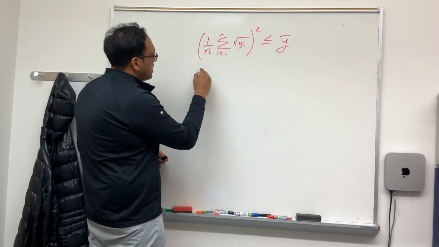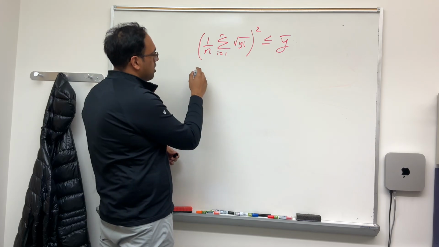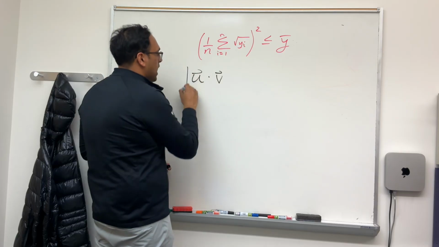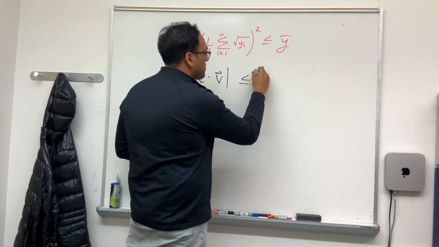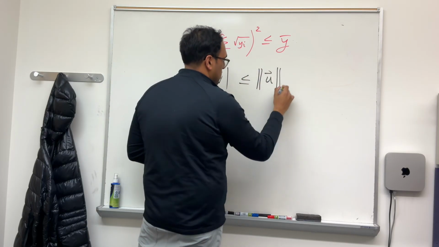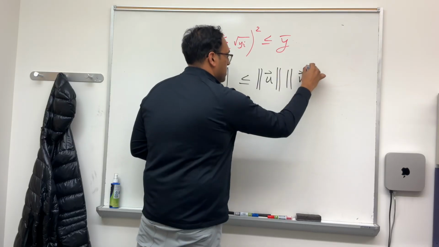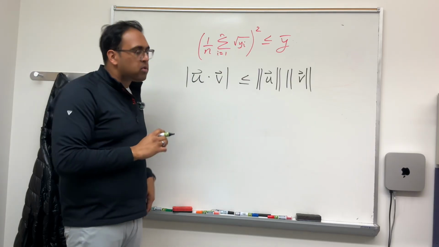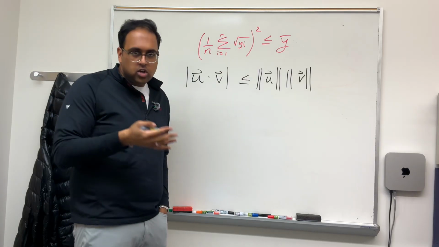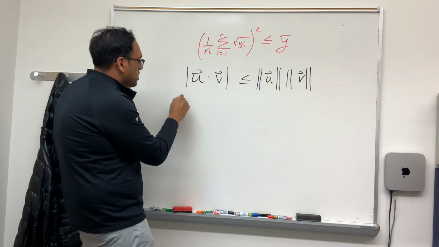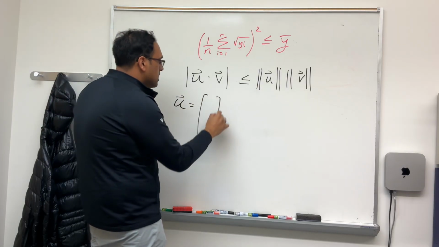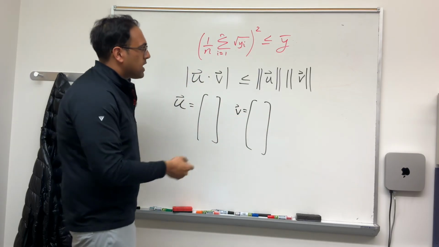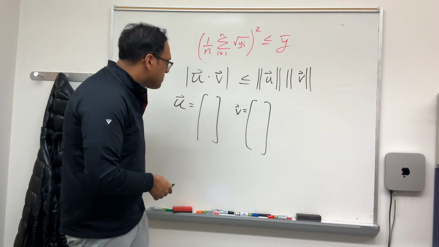Well, let's remember, it says that if u and v are two vectors in Rn, meaning they have the same number of components, then the inequality is that the absolute value of their dot product is less than or equal to the product of their lengths. Okay, so my claim is that all this problem really boils down to is picking a good u and picking a good v such that when we plug those into here, we'll get something useful to our situation.